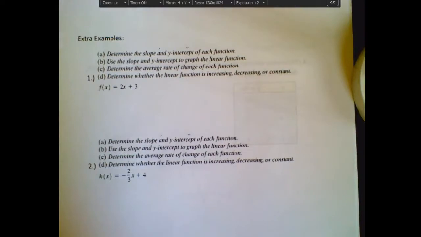Strange with this video, I don't normally do this, but this really matches up very nicely. I'm going to pop over to the extra examples. I'm going to do a couple of those because the next 2 problems I'm going to do on the next video are going to be word problems.